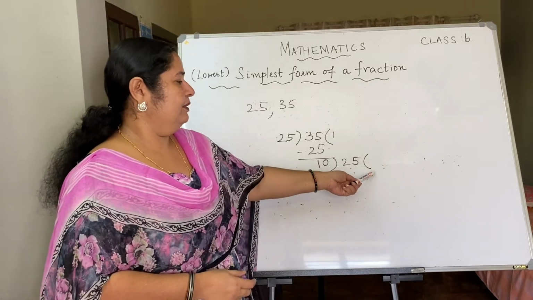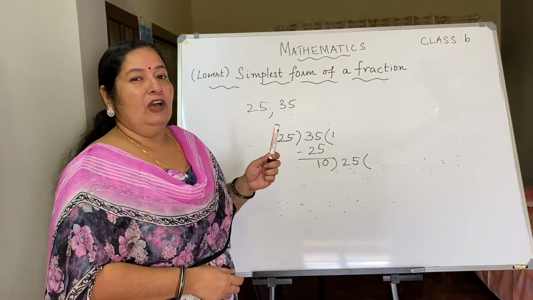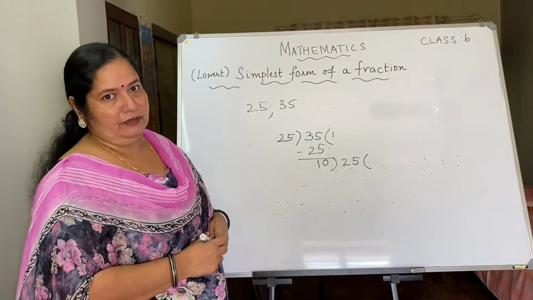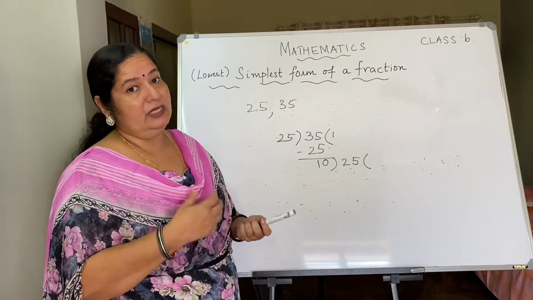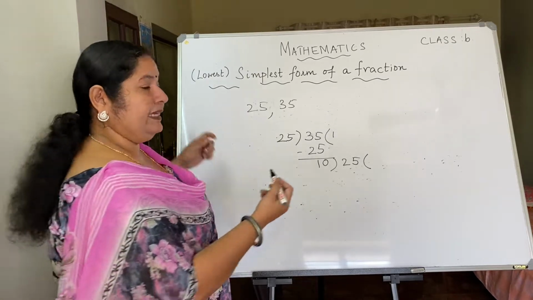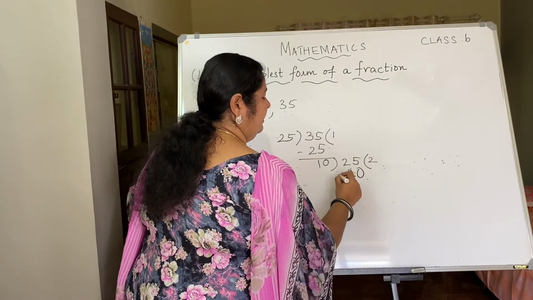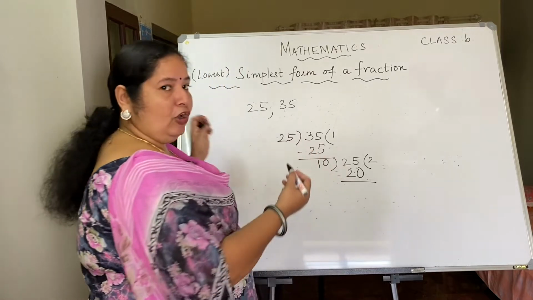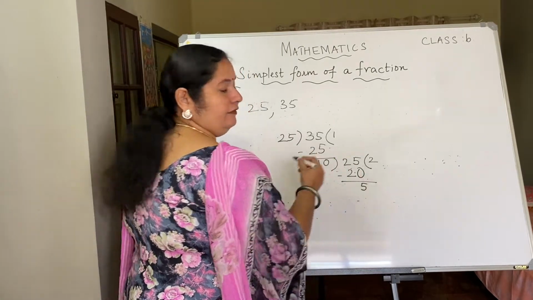So here I have put to write the quotient. Now see how many times 10 goes in 25. 10 ones are 10, 10 twos are 20, 10 threes are 30. So 30 is more than 25. So how many times? Maximum 2 times. So 10 twos are 20. Again subtract, like normal division only we are doing here. So 25 minus 20, 5.